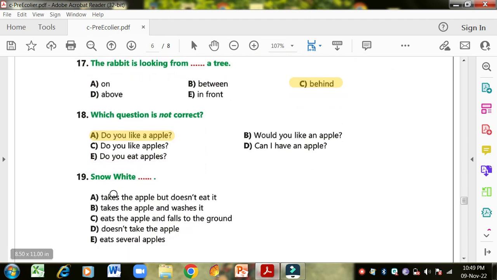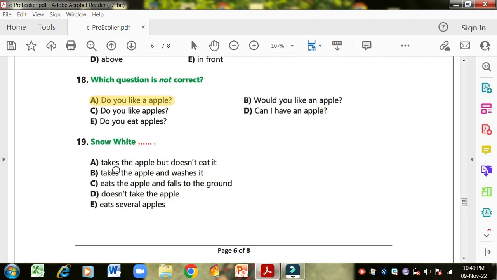Okay, number 19. Snow White dash. Now you have to tell what she does. Snow White takes the apple but doesn't eat it. Takes the apple and washes it. Eats the apple and falls to the ground. Doesn't take the apple, eats several apples. So which one is correct? Does she take the apple and wash it, or does she just throw it away? No. The correct answer is number C. She eats the apple and falls to the ground.